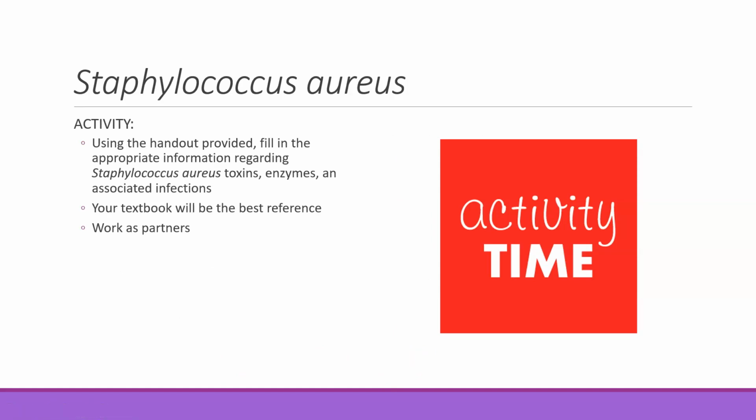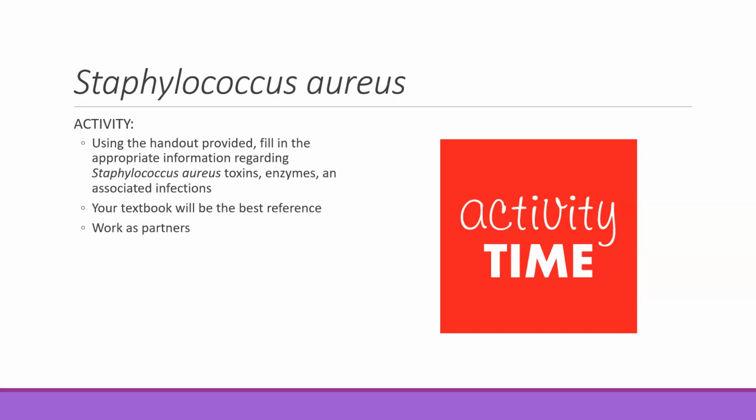So here's an activity that you can take some time to do. Using the handout provided, fill in the appropriate information regarding Staph aureus toxins, enzymes, and infections. Your textbook is going to be a great reference. You can see this in Chapter 13. These are printable within your online course.